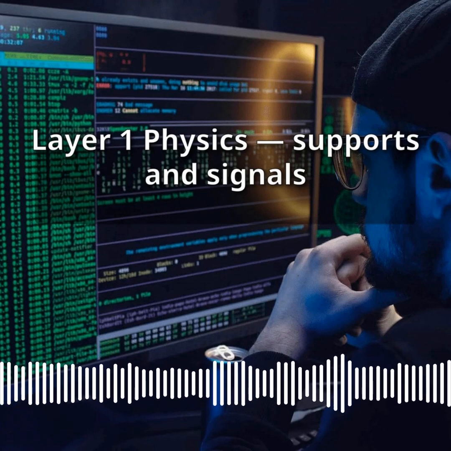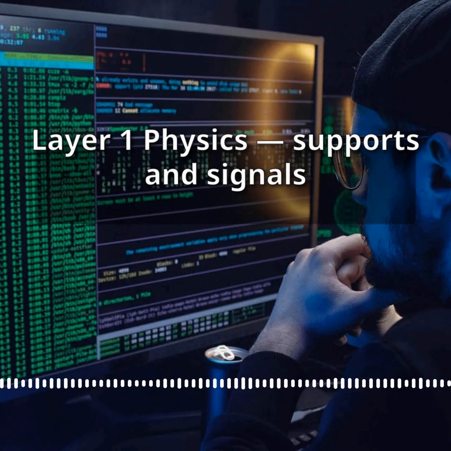An attacker does not need physical access to a cable to capture wireless traffic.